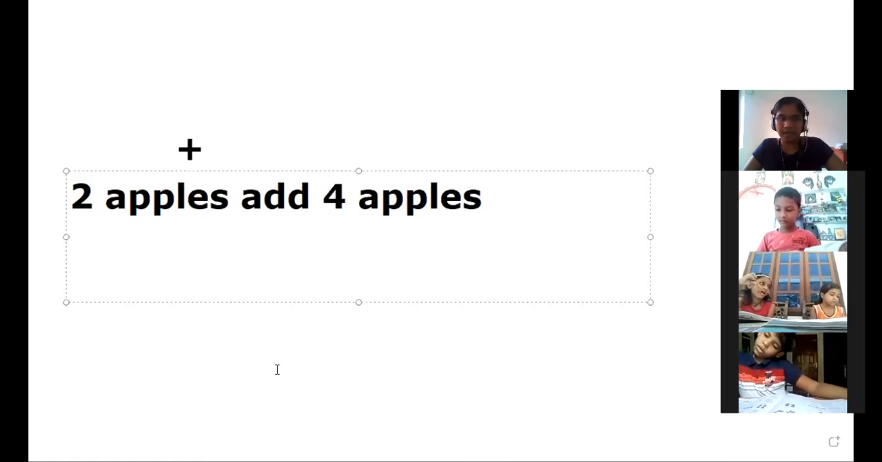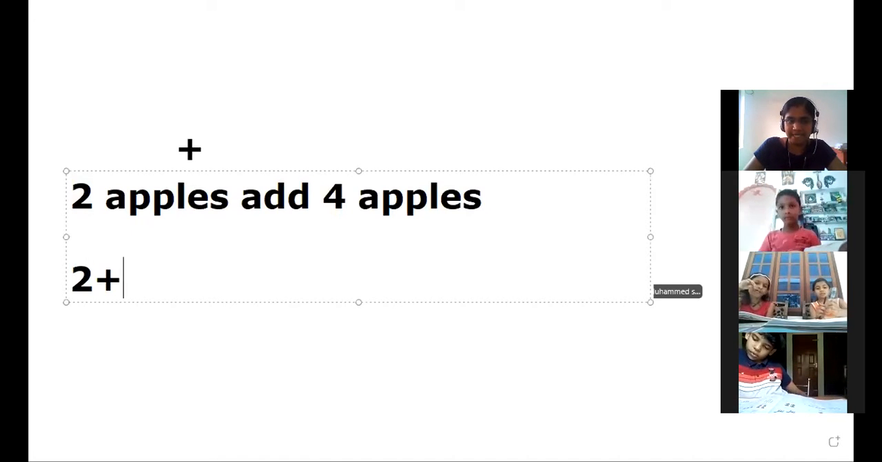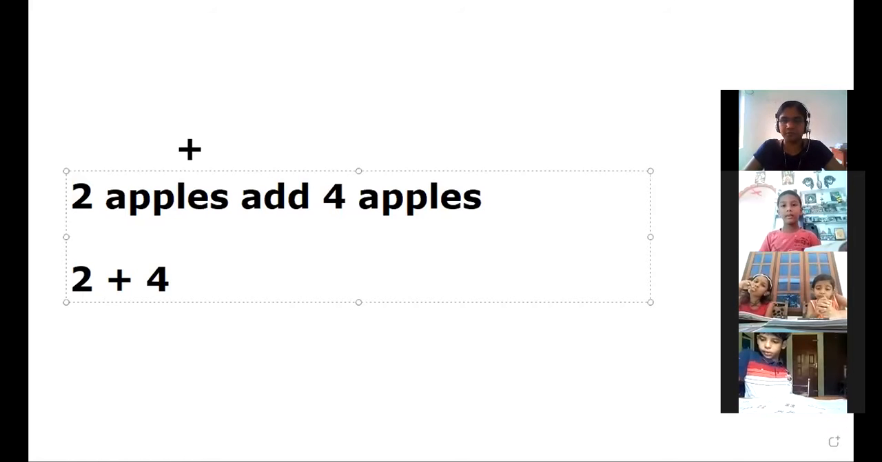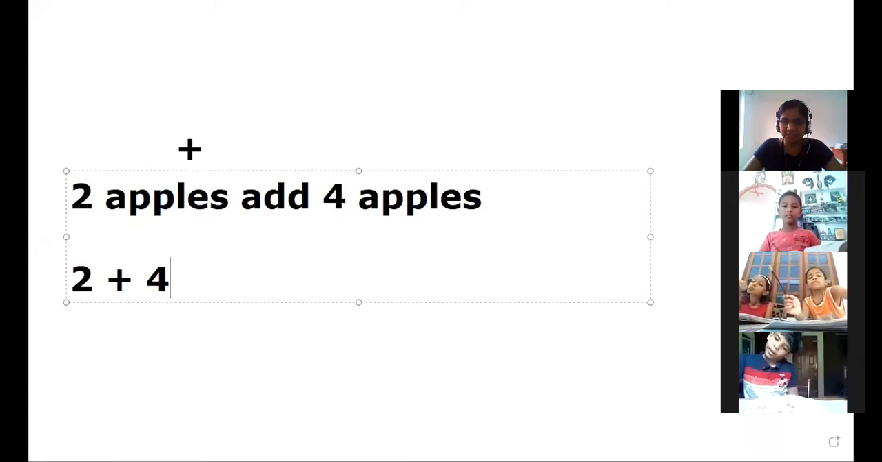Here we write 2 plus 4. 2 plus 4. This is the method for writing addition.